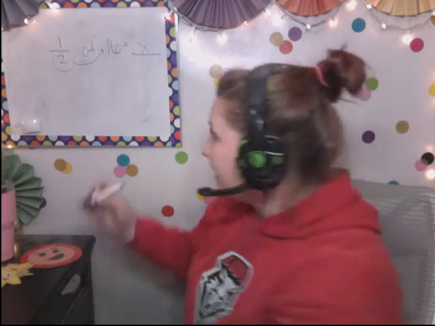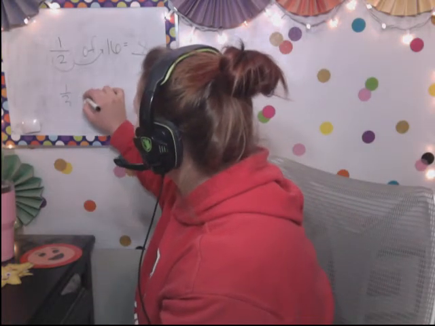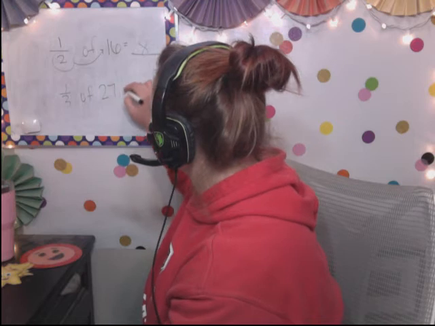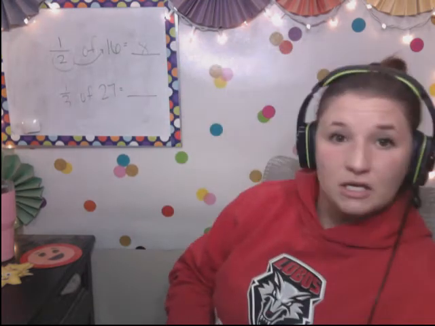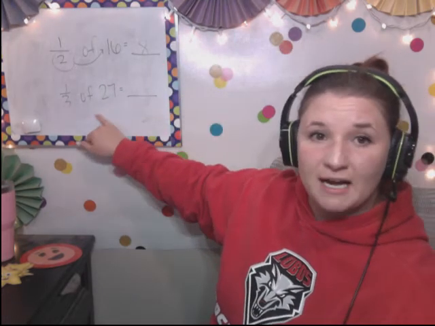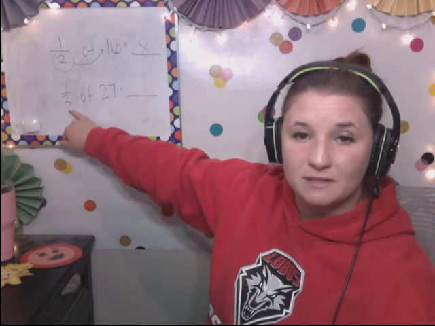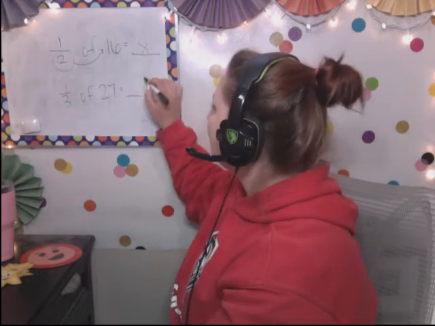So if you had 1/3 of 27, you're going to take 27, you're going to divide it by the denominator. 27 divided by 3 is 9. That's my answer. Keep moving, all right?